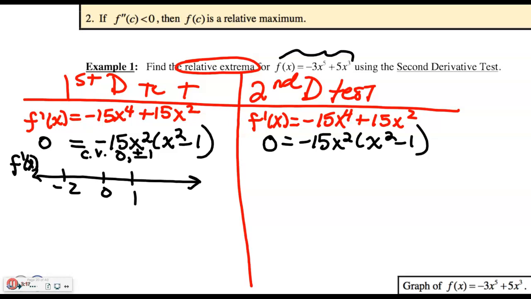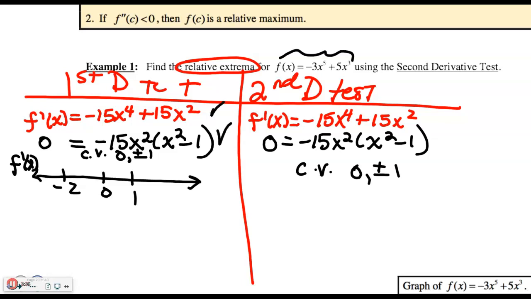You good? For the second derivative test, I also find those critical values, but they don't go on a sign line. All right, so far, take the first derivative, set it equal to 0, find critical values. Take first derivative, set it equal to 0, find critical values, and put them on a sign line.